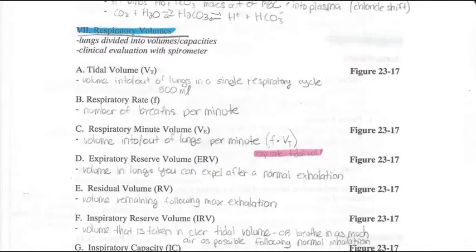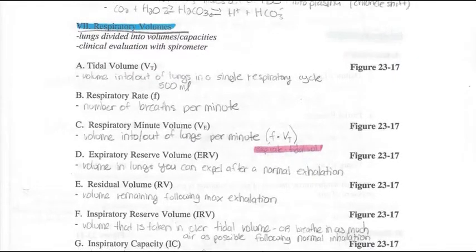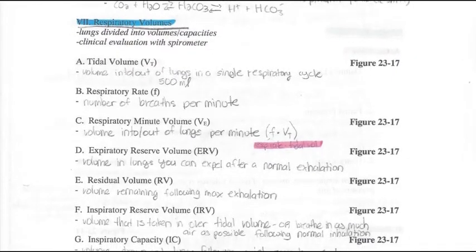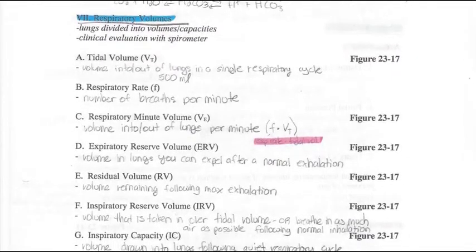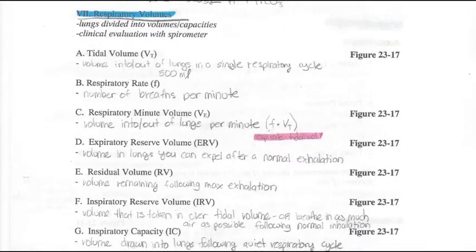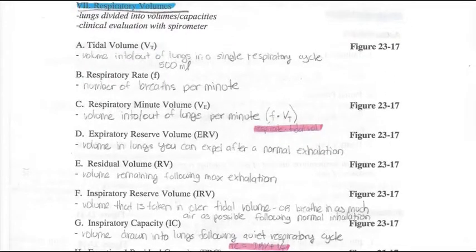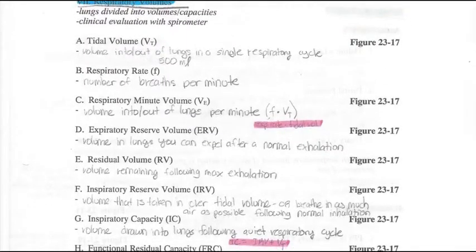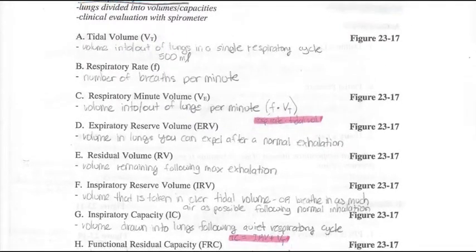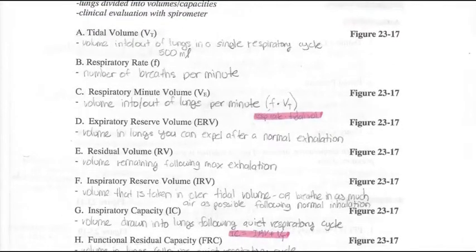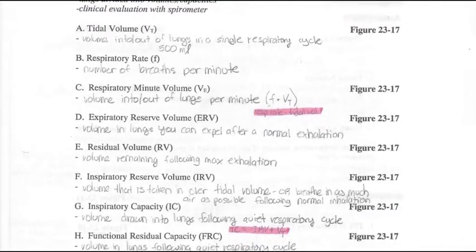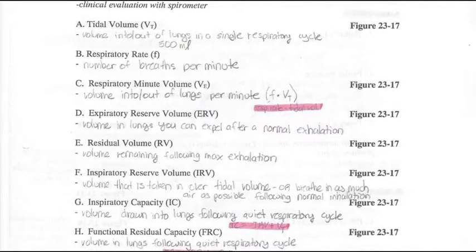E. Residual volume, abbreviated RV. This is the volume remaining following max exhalation. F. Inspiratory reserve volume, abbreviated IRV. This is the volume that is taken in over tidal volume, or you breathe in as much air as possible following a normal inhalation.